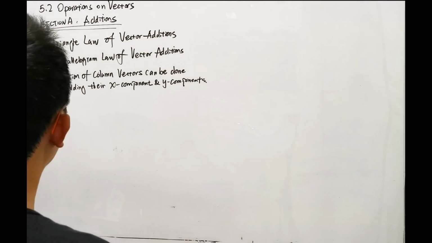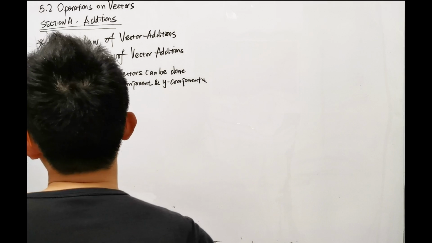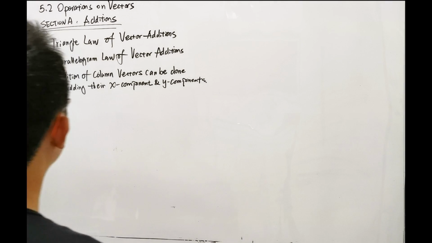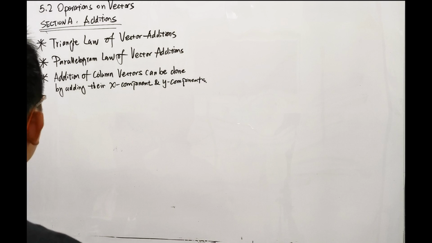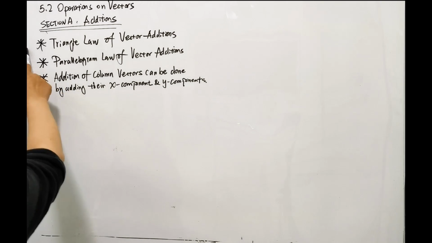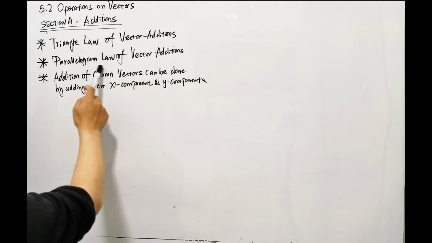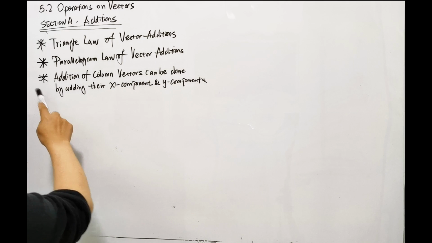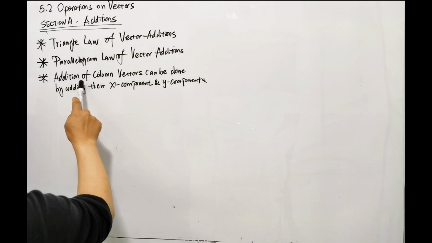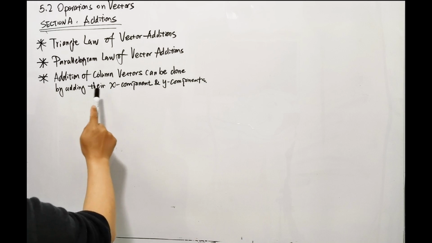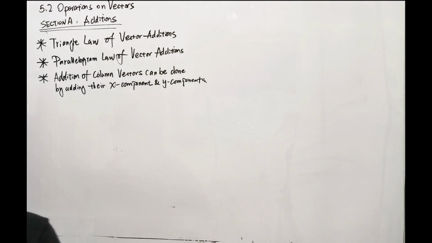Hello everyone, today we're going to continue to talk about chapter 5.2, operations on vectors, section A, additions. From the last lessons we have learned three very important concepts. The first one is the triangle law of vector addition, the second is the parallelogram law of vector addition, and from the examples we came to the conclusion that the addition of column vectors can be done by adding their respective x component and y component respectively.